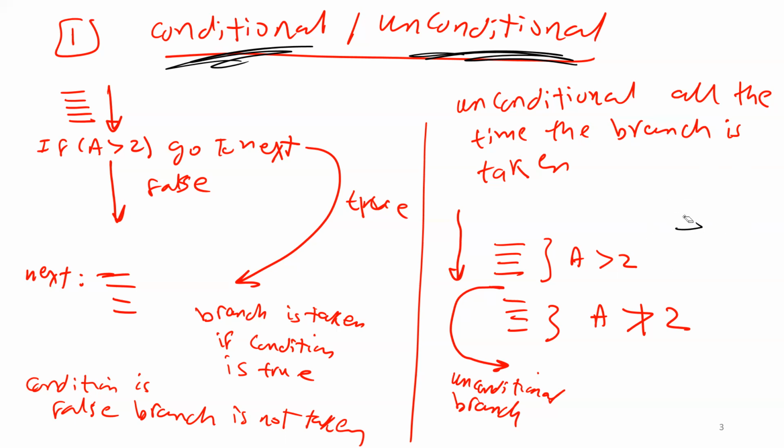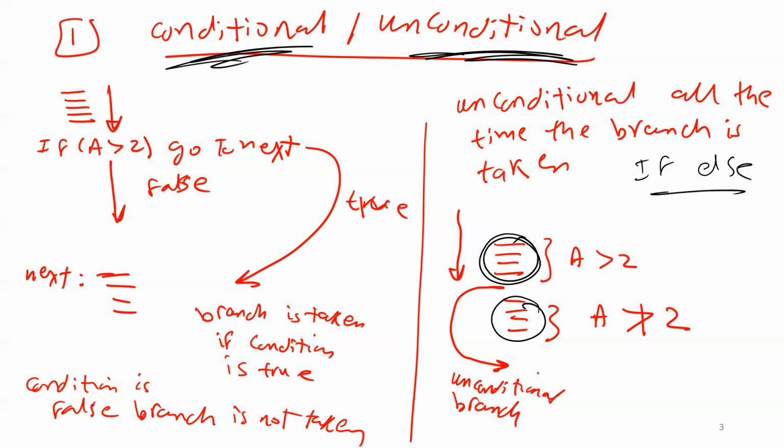I'm going to give you one example here. For example, guys, you know the if else statement. If A is greater than 2, I want to execute this part. If not, else, execute this part. This is if else: body of if, body of else.